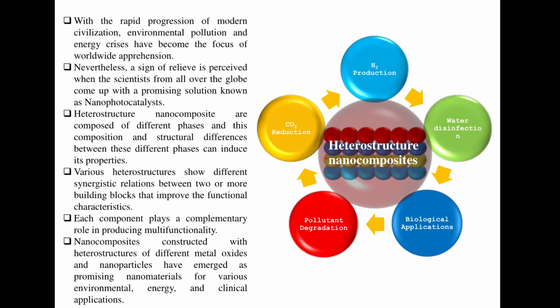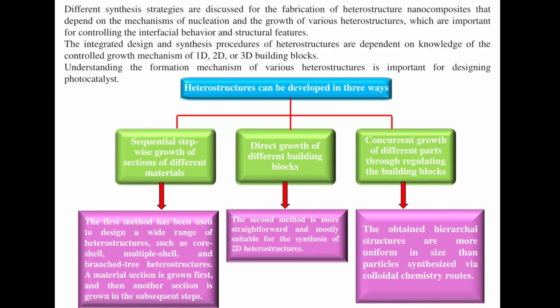So how can we design them? The optimized ratio is important here. That plays an important role. You have to put different phases at some optimized ratio so that it can alter the properties of these heterostructure nanocomposites. So how can you fabricate them? How can the nanocomposites be fabricated?